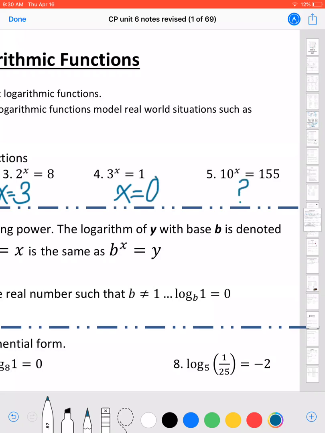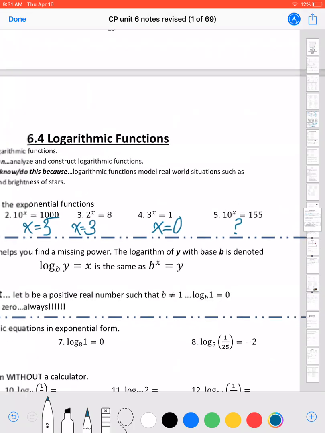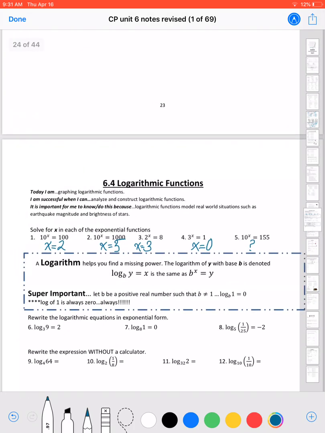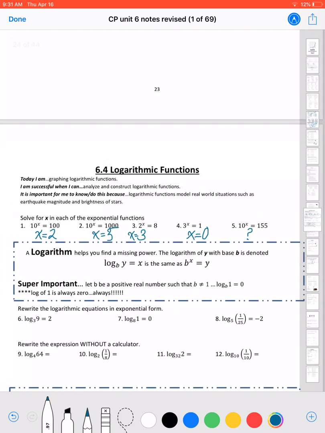Whenever we get to number 5, that's where it starts getting a little bit tricky. We can't mentally do it. It's becoming a decimal. That's a very hard decimal to guess and actually have accuracy. And for real-world applications such as earthquake magnitudes, carbon dating, anything of that nature, it's not that great just to use a decimal approximation and sit there and guess and check forever. Like, you need something accurate. So that's where logarithms came from. Logarithms help you find a missing power.